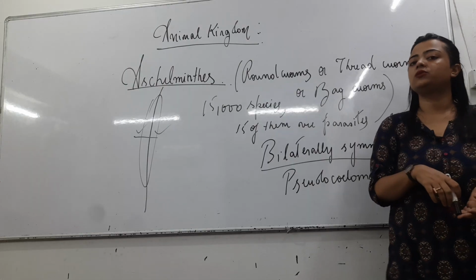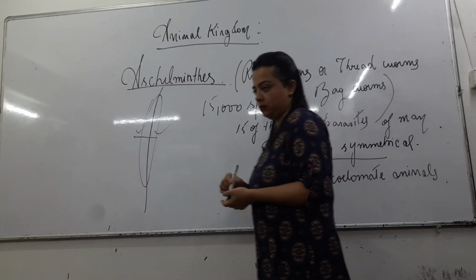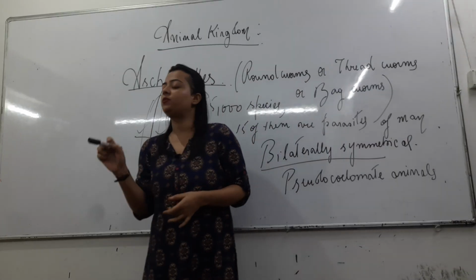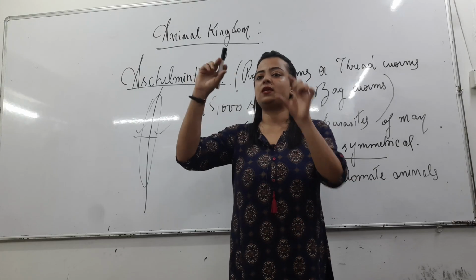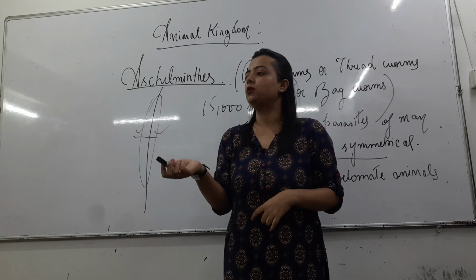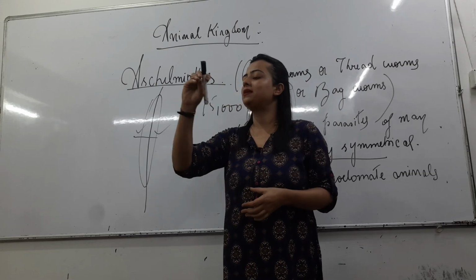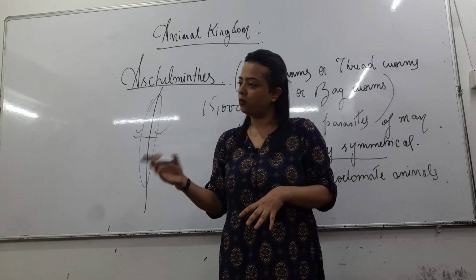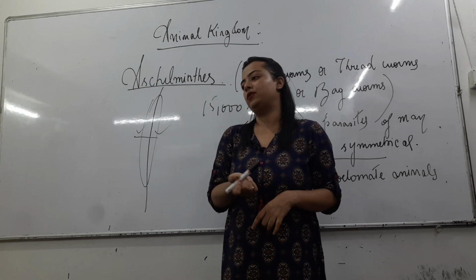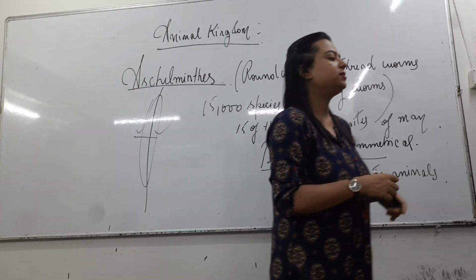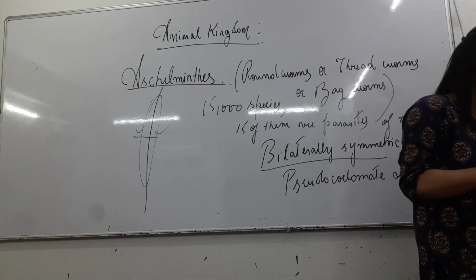Pseudo-coelomate animals. What is pseudo-coelom? The coelom is not fully formed; the mesoderm is present in patches. They have a false coelom. The coelom is surrounded by the mesodermal cells, but the mesodermal cells are present in the form of pouches in between the ectoderm and the endoderm. That is why they are called pseudo-coelomate. Next point.